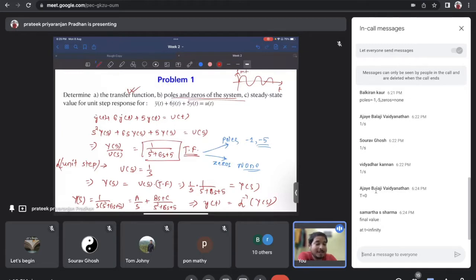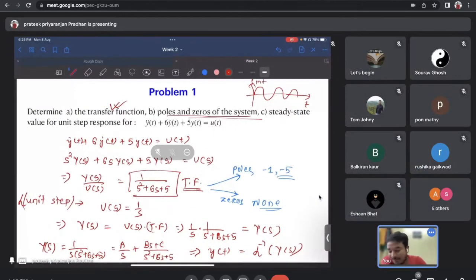Final value. Balaji, you need to recheck it. For the steady state, it's not t is equal to 0. It's t is equal to infinity, when my system has settled. For a sinusoid, we can't define the final value, because it's variable. It can be anything between -1 and 1. Final values are generally defined for systems that converge to some value. Then I can say what the steady state value is, where the value is not changing. That means the value as t tends to infinity.